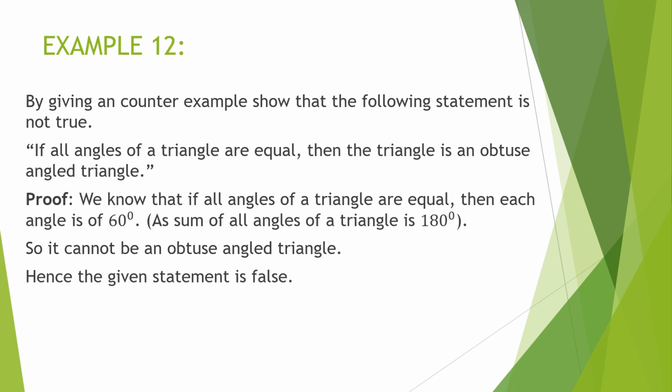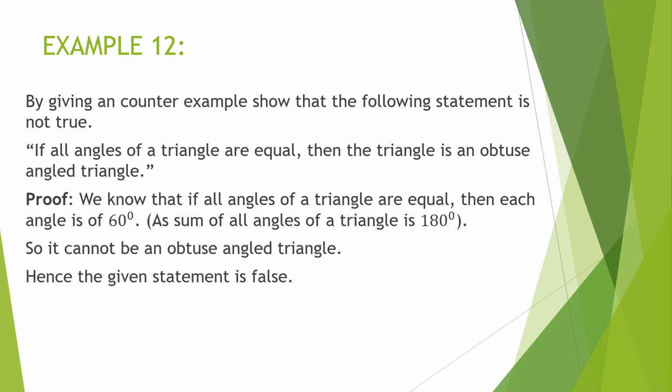Next example. By giving a counter example, show that the following statement is not true. If all angles of a triangle are equal, then the triangle is an obtuse angle triangle. As we saw previously, giving a counter example means you just give an example in which the case does not hold. So now we know that if all angles of a triangle are equal, then each angle is 60 degree. Why? Because the sum of all angles of a triangle is 180 degree. If all the angles are equal, then each angle will be 60 degree.